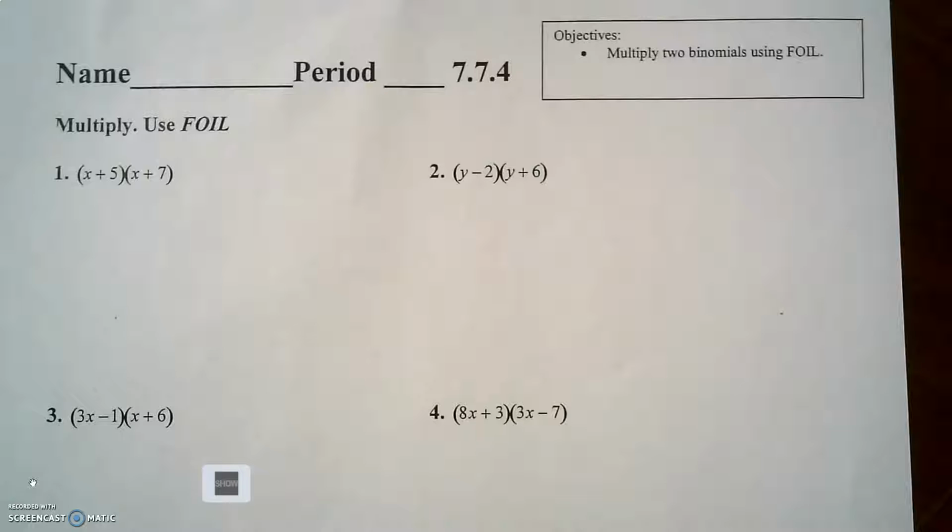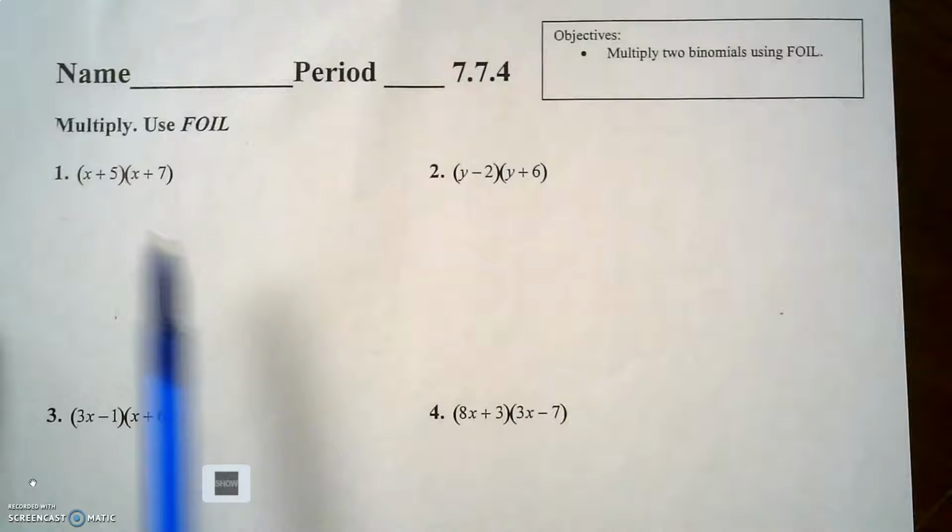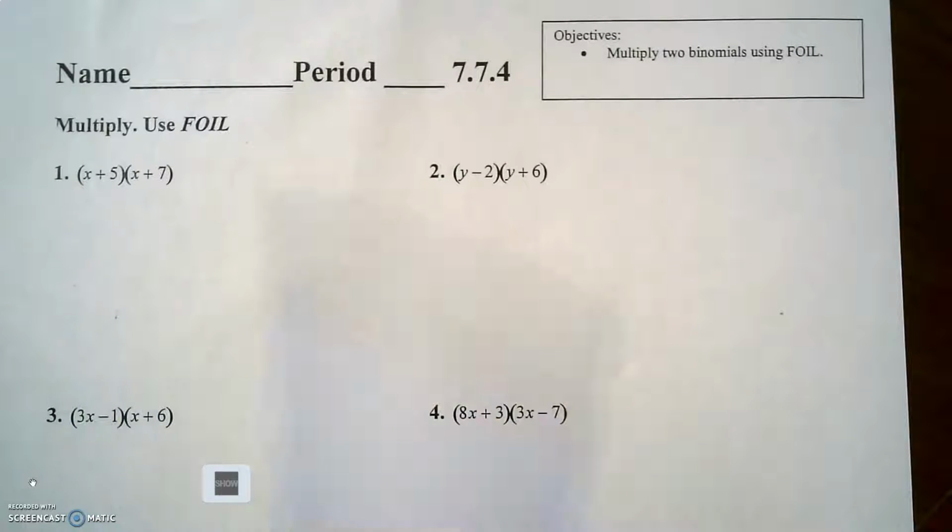So you can see the directions say multiply, use FOIL. Well, I'll explain what that means, but really you don't need to know what FOIL even means. This is the distributive property. Okay, so we're multiplying two binomials. See, they each have two terms.